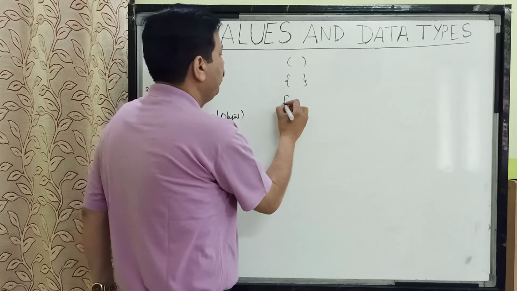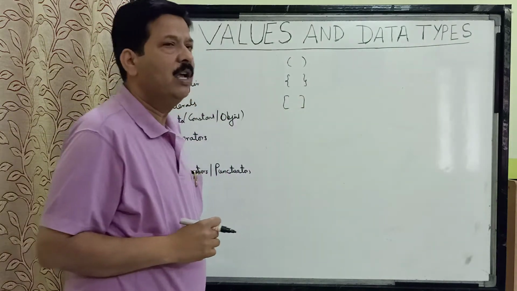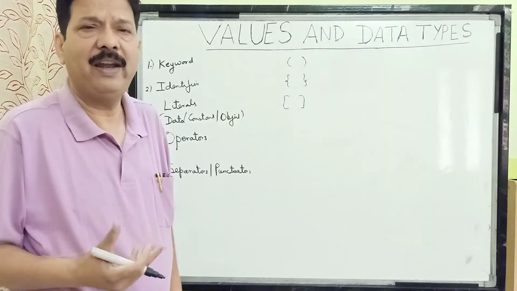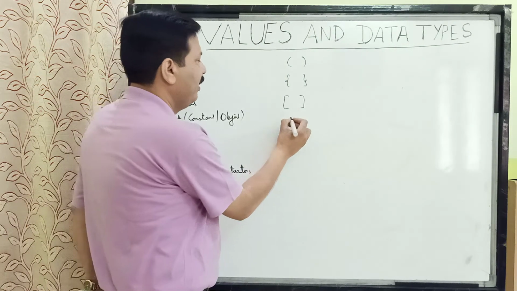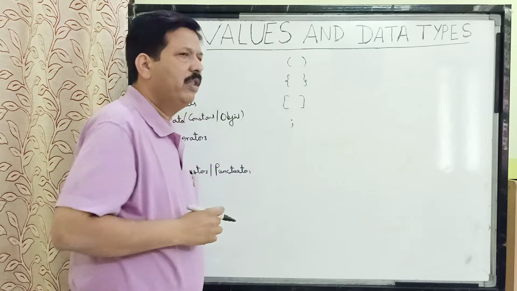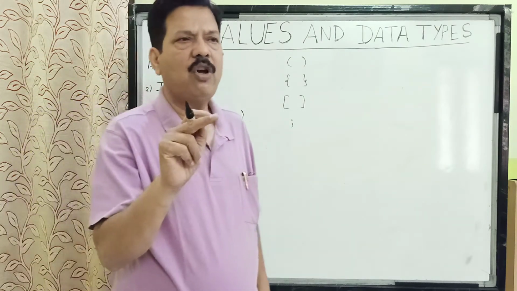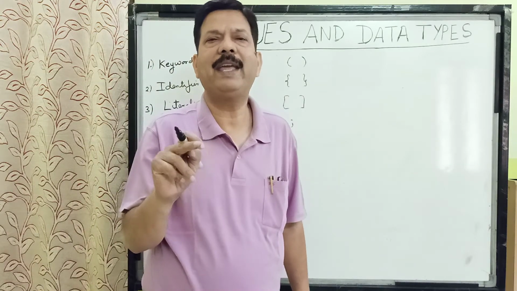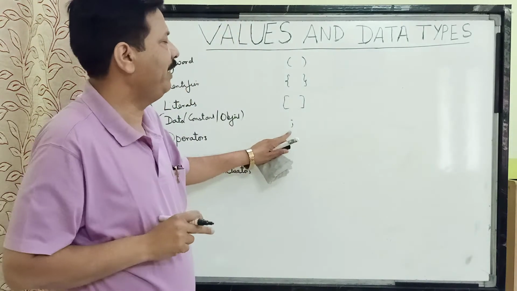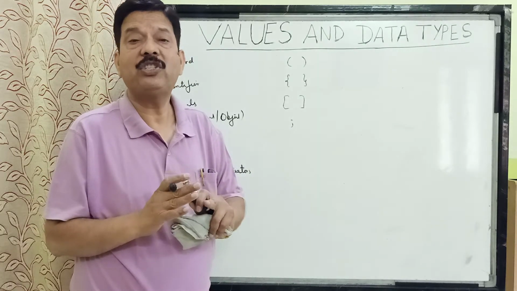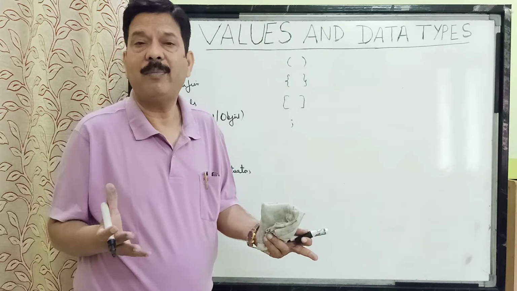The next is the box bracket, or the square bracket. Children, this we use to declare arrays in the program. When we write arrays, we use this. Then we have the semicolon. Now children, this semicolon is very important in Java. As you have a full stop in English for ending each sentence, we have a semicolon which we use to terminate each statement or each instruction in a program.